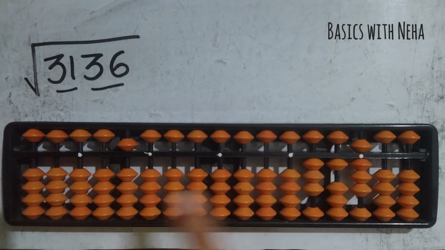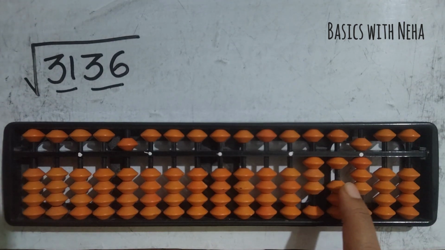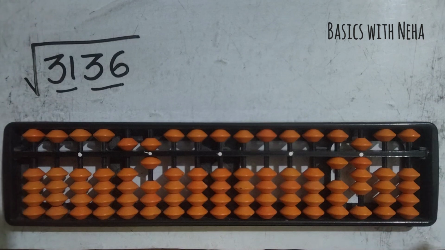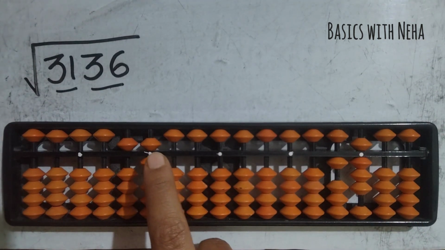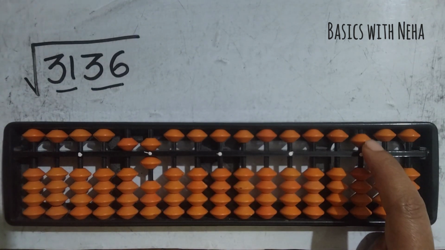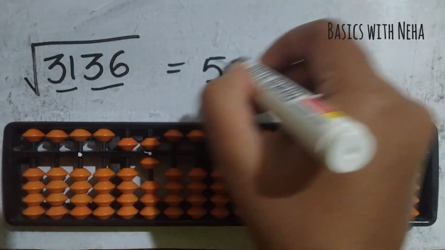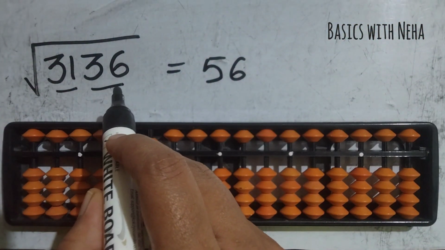Now I have a number. So 5 into something will not give me 3. So I'll consider both the rods. 5 into 6 is 30, and 3 and 0. Now I have 18. 6 times 6, that is 6 squared, is 36. 36 half is 18. So I'll remove this 18. My final answer is 56. So when I square 56, I'm going to get 3136.